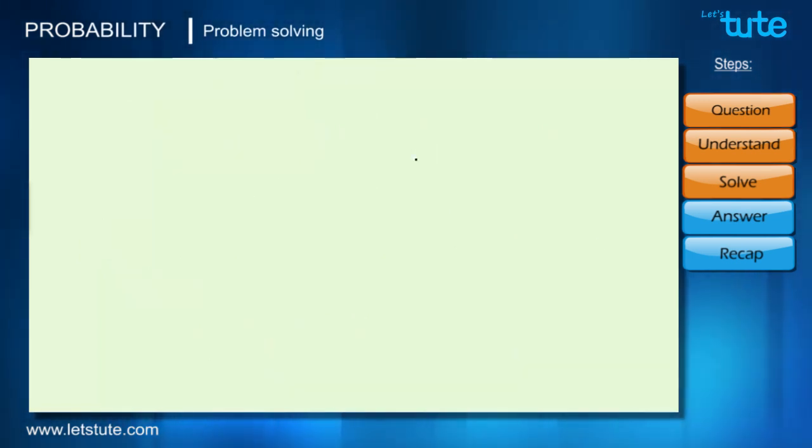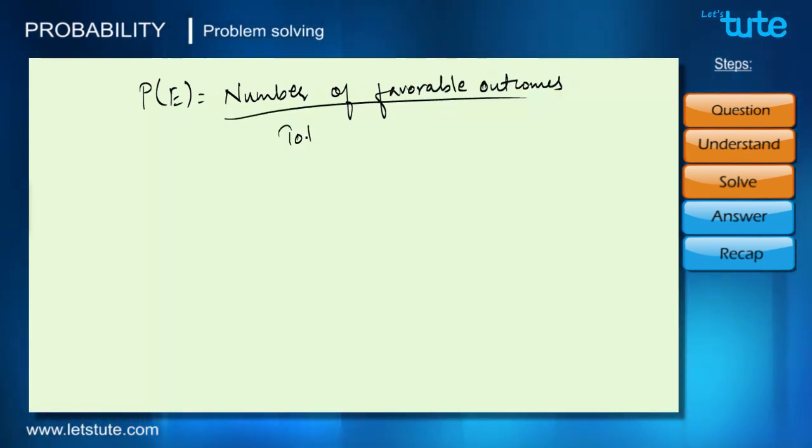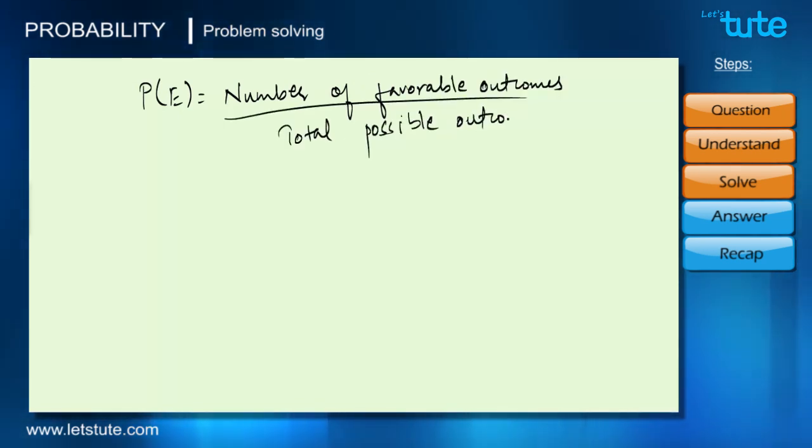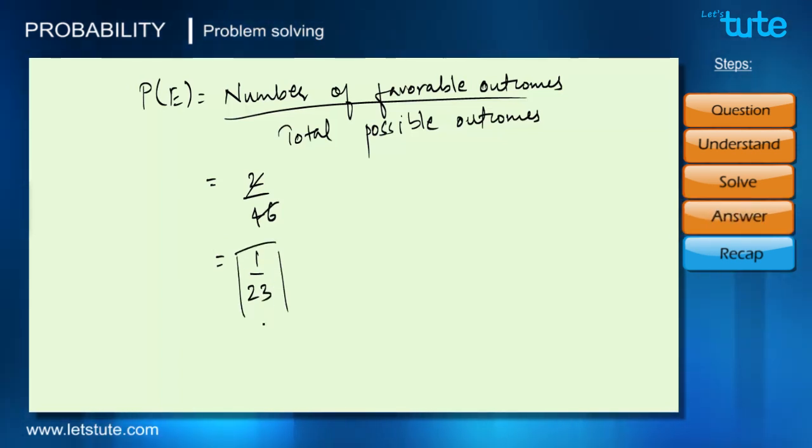Now we will substitute the same in the probability formula, and we have already studied that the probability for any event can be given by the ratio of number of favorable outcomes to the total possible outcomes. So the number of favorable outcomes was 2 and possible outcomes were 46, and we can further simplify them by 2 and we get 1 upon 23. So the probability of drawing a card which is a prime number and less than 10 is 1 by 23.